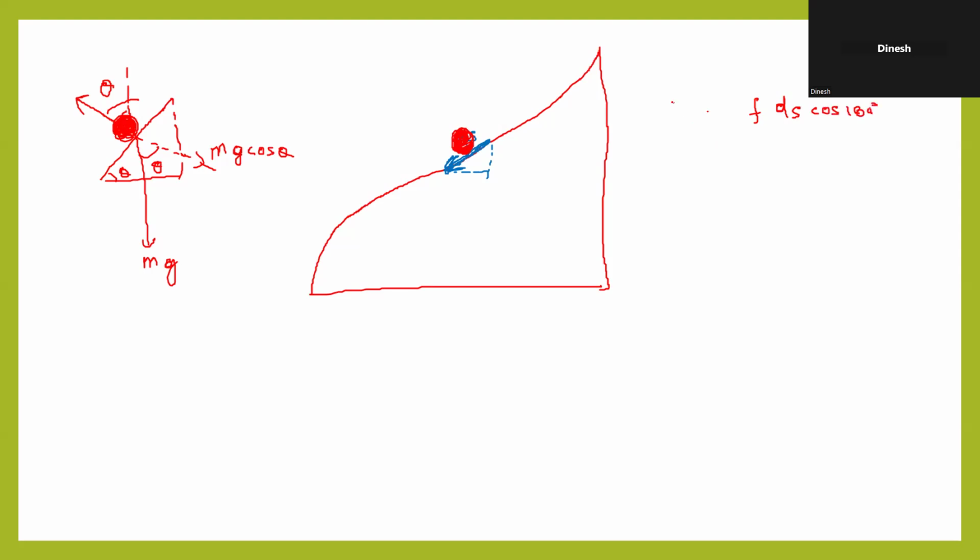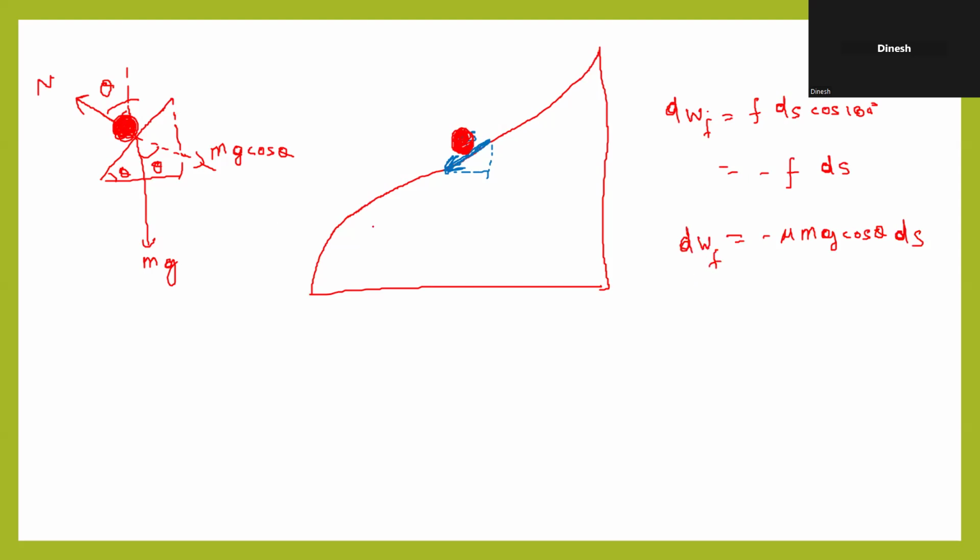This is the work done by friction for a small displacement. Is it okay, sir? So it is F ds. Friction is minus mu N. N will be mg cos theta, because this particle is not moving in the y direction. This is the small work done by friction.